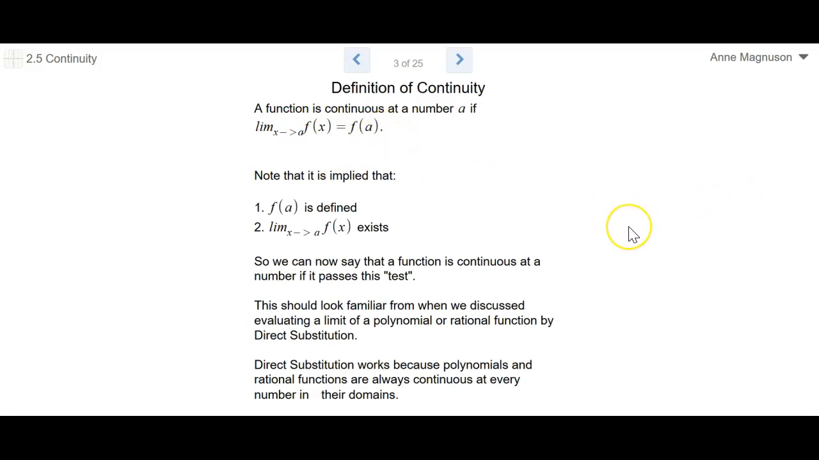So if you think back to section 2.3, when we evaluated limits of polynomials and rational functions by direct substitution, that's why we could do that, because polynomials and rational functions are continuous at every point in their domain. So that's why we could just plug numbers into the function to find the limit.